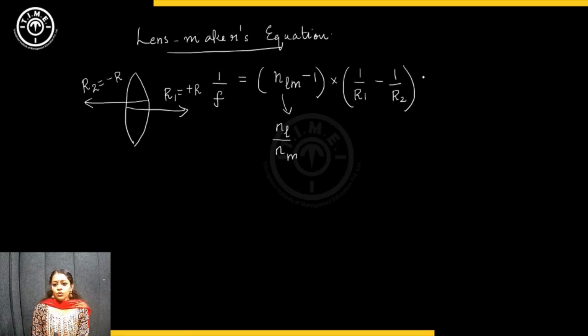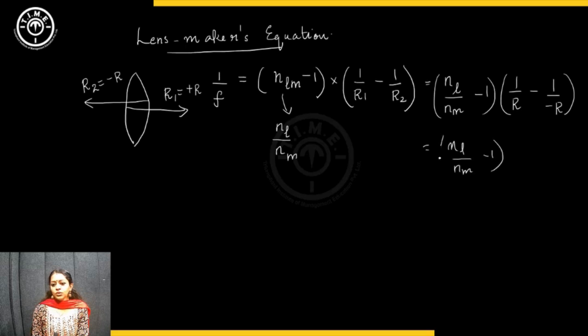So, we can write this equation as (n_L by n_M minus 1) into (1 by R minus 1 by minus R). So, the equation becomes (n_L by n_M minus 1) into 2 by R. In this way, you have to apply proper sign conventions. If you consider that the lens is surrounded by air, then the refractive index of the medium would become 1. We know the refractive index of air is 1, right? So, you can simply write the equation as (n_L minus 1) into (1 by R1 minus 1 by R2).